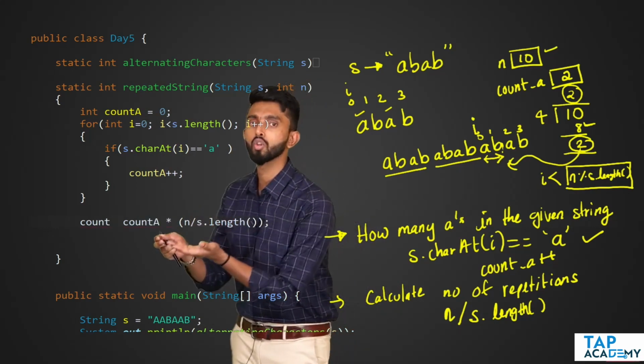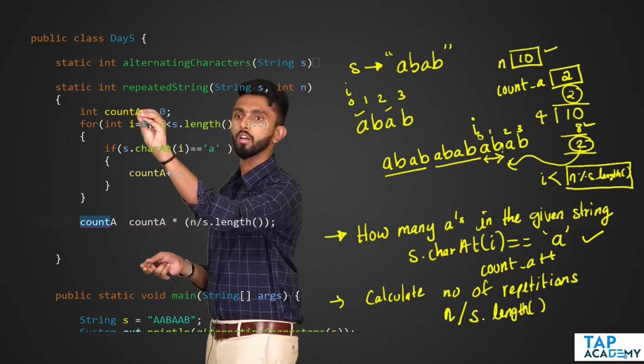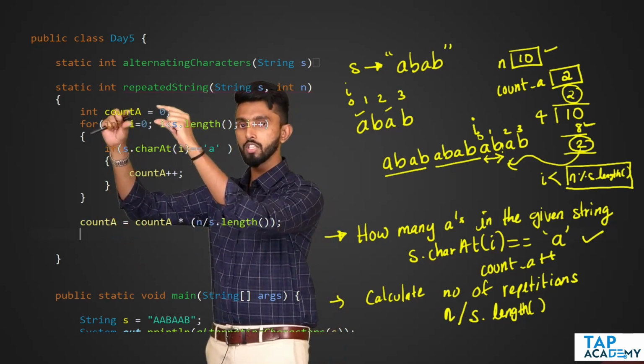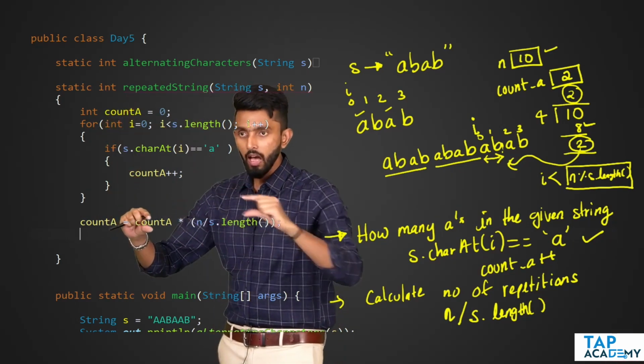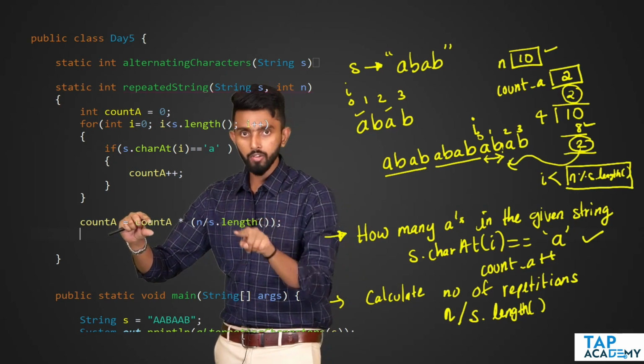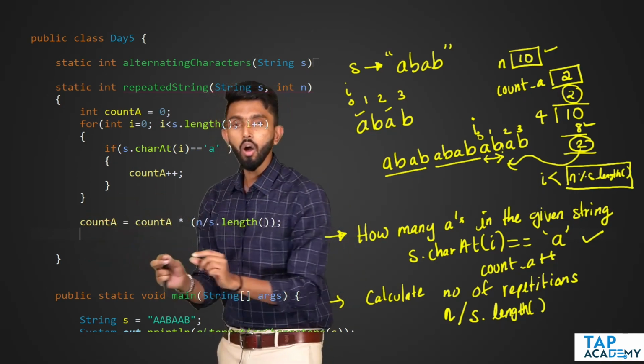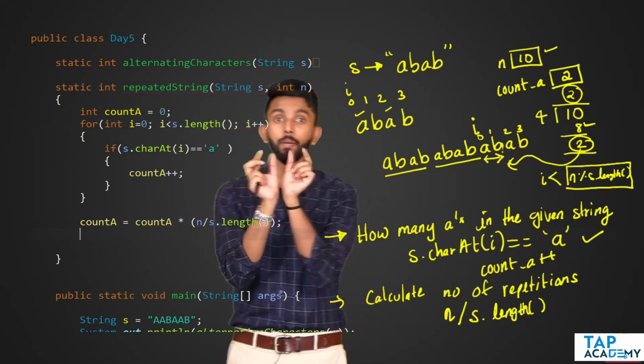Basically, why should we store it in a new variable? We will store it in count A. We will update it. In a single string, you had these many A's. If I repeat it so many times, the number of times I repeat, into that many A's are there. Now all we have to find is the pending value.